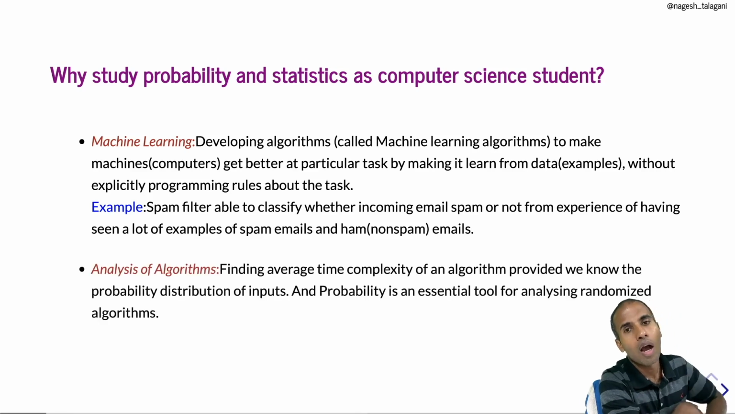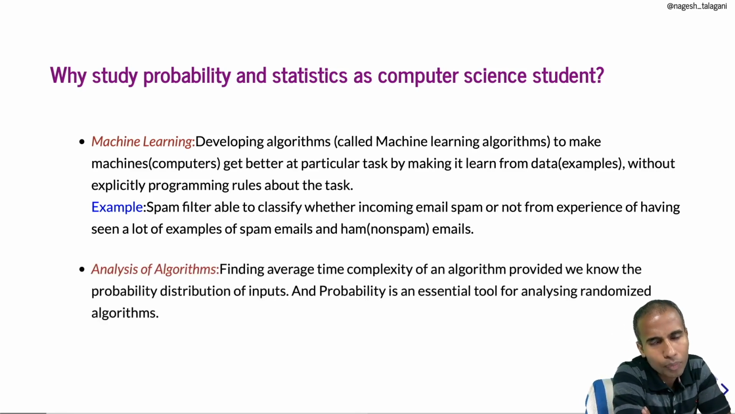Another area is analysis of algorithms. Most of the time, we find the worst case time complexity for a given algorithm. But sometimes algorithms run very fast in practice, but when you look at the worst case time complexity, it may look bad. In those cases, we want to find the average time complexity of an algorithm. For example, QuickSort is the fastest sorting algorithm that exists, but its worst case time complexity is O(n^2), while its average time complexity is O(n log n).